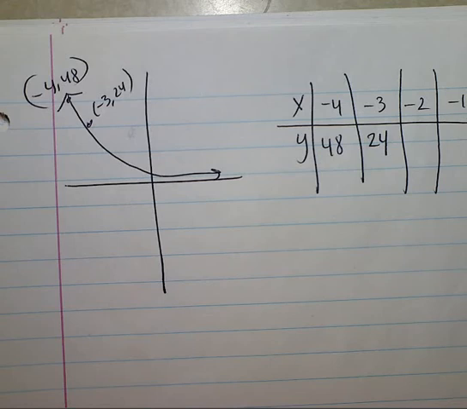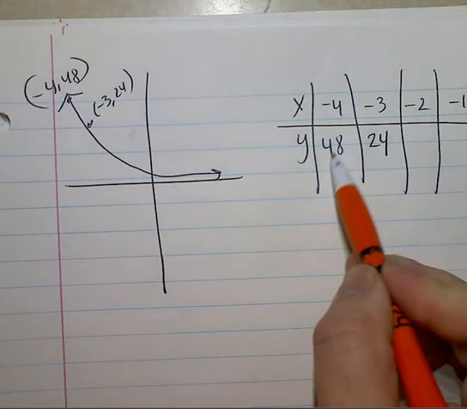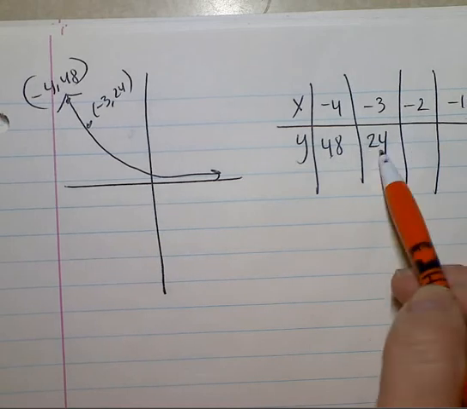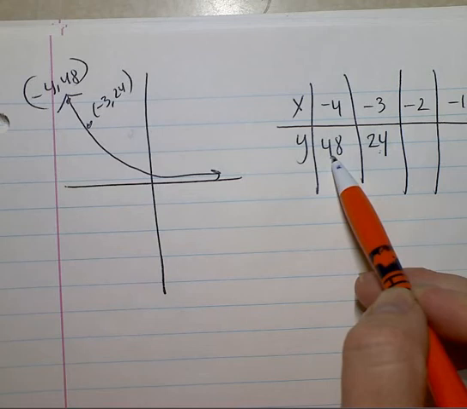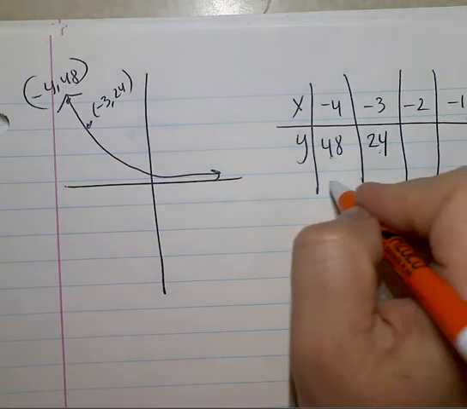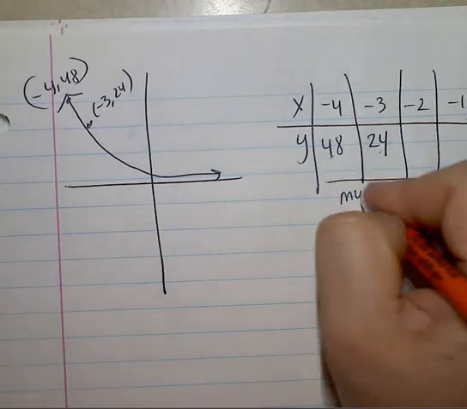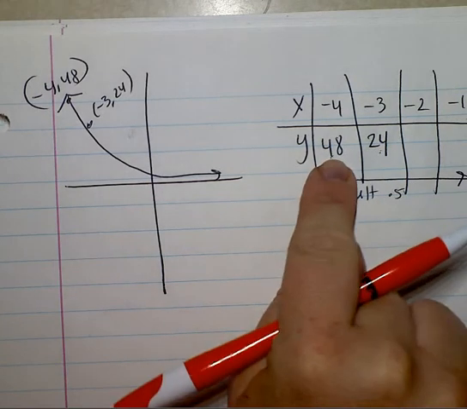So how am I going from 48 to 24? We'll take 24 and divide it by 48. You end up with a decimal of 0.5. So as I move to the right, I'm going to multiply by 0.5. Let's check. Please take 48 times 0.5.